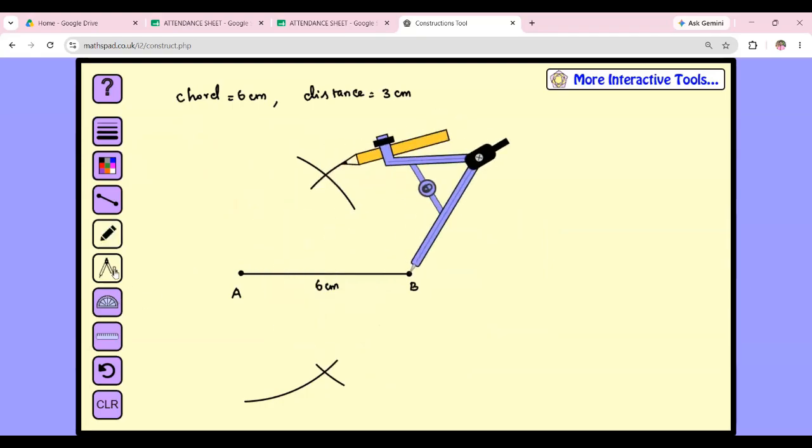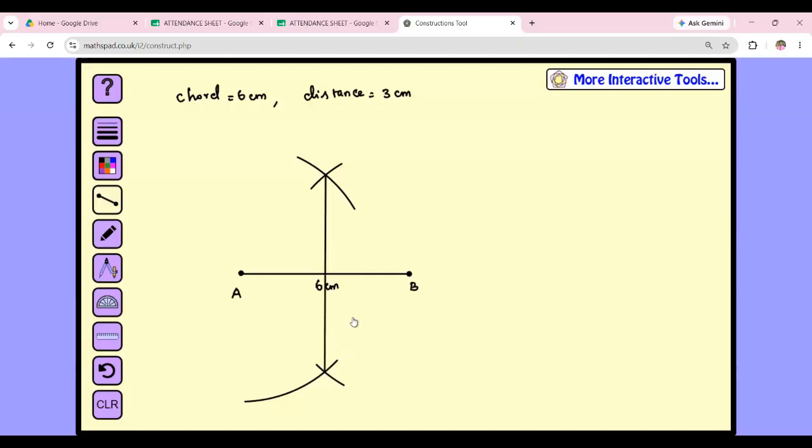Now the two arcs are intersecting at this point. If I join the intersecting points, I get the perpendicular bisector of AB. It forms 90 degrees and divides AB into two equal halves. 6 centimeter means it will be divided into 3 centimeter and 3 centimeter. Next, we have to draw the circle.